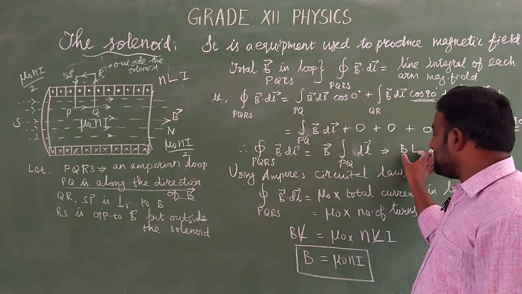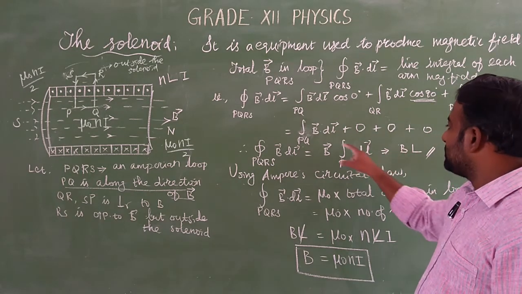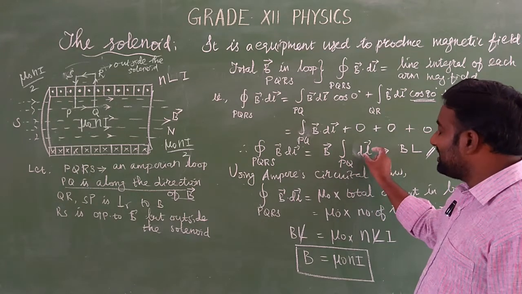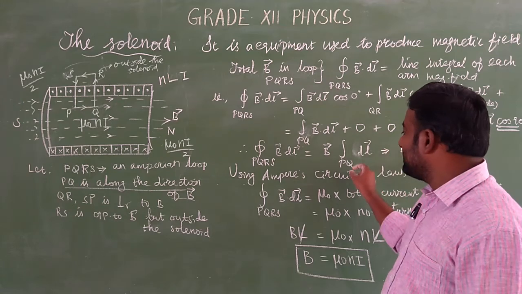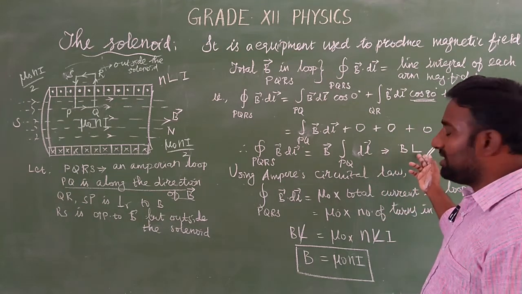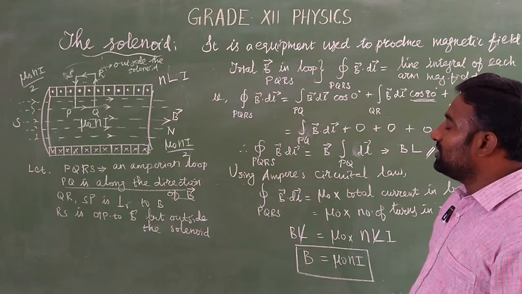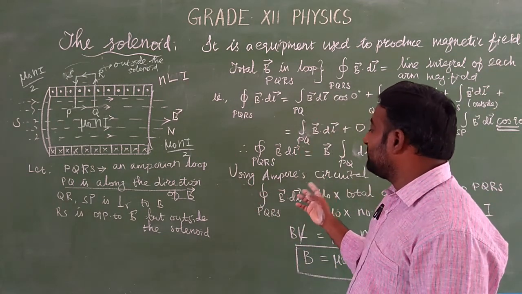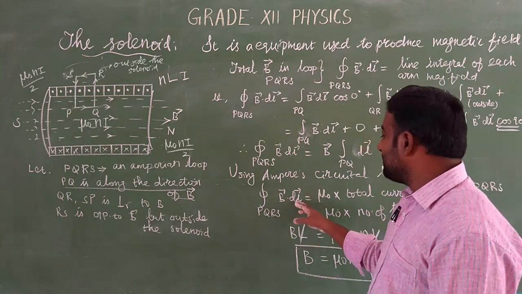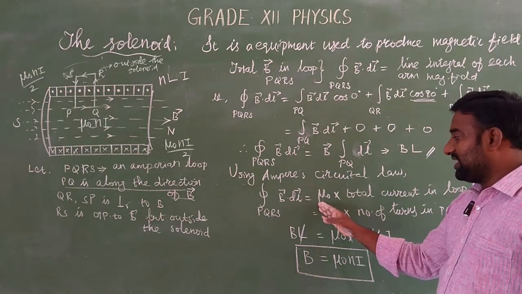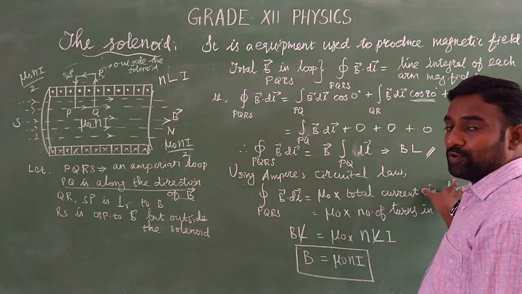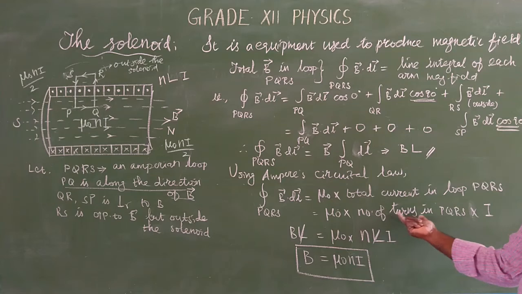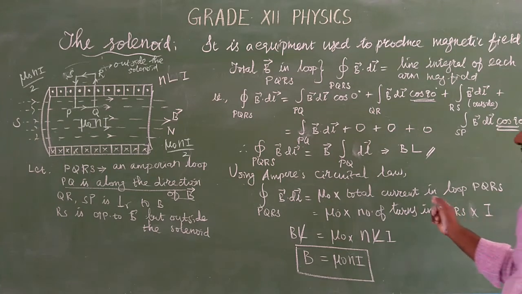So that is equal to BL. Because the magnetic field is constant and uniform, we integrate the line segment and get BL for a particular length of the solenoid. Now we are using Ampere's circuital law. According to Ampere's circuital law, for any closed path, the total magnetic field integral is equal to mu naught times the total current enclosed. The total current enclosed is, in this case, the number of turns in PQRS times the current entering it.